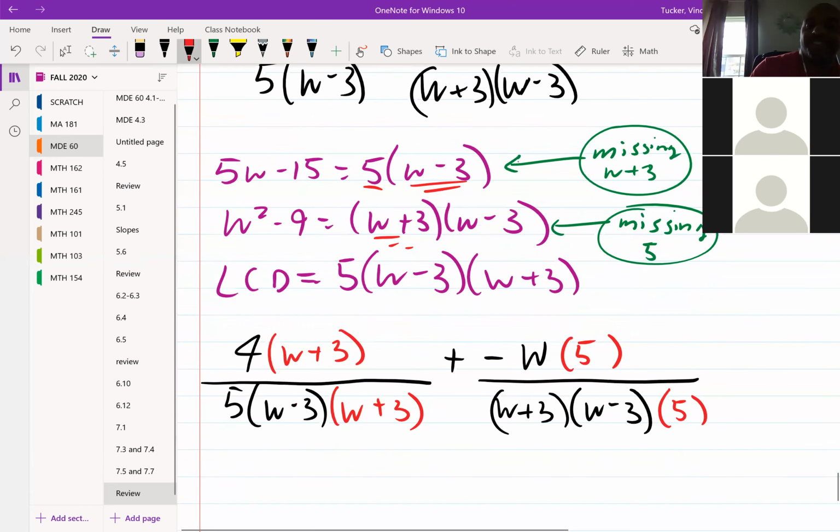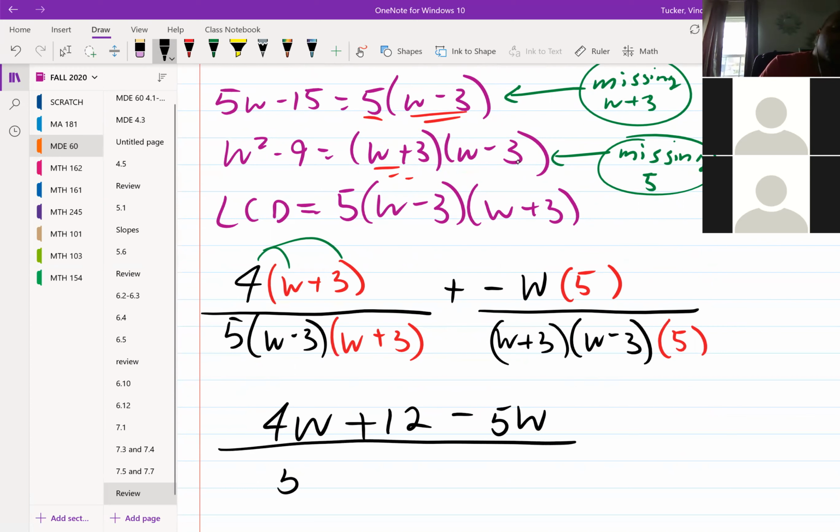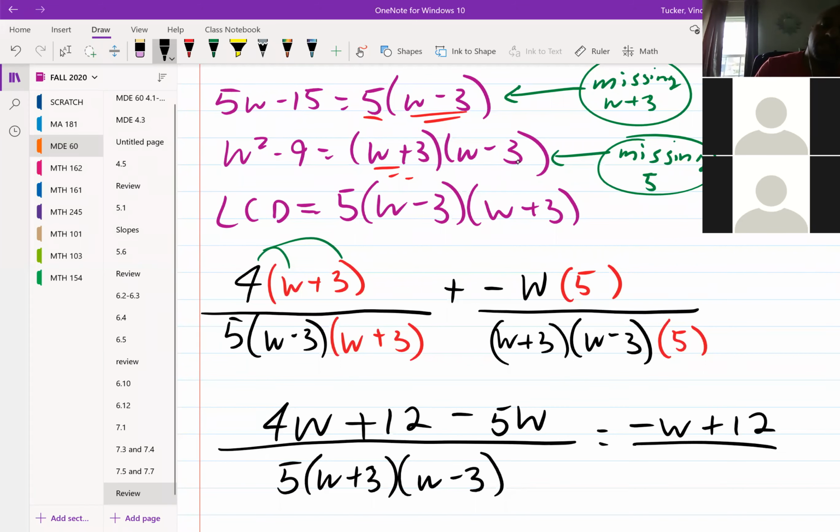What part of the brain am I using on this one, Professor? Gotta be the left side. So now we can distribute and bring together and simplify and all the good stuff. So this is 4W plus 12 minus 5W. Combine your like terms. And that'll be it.